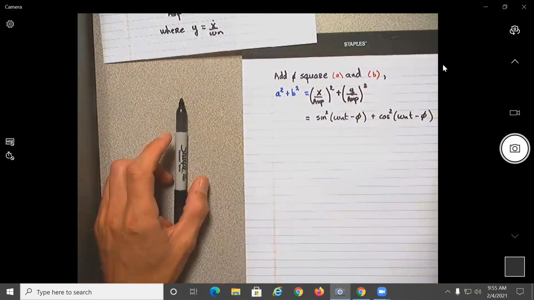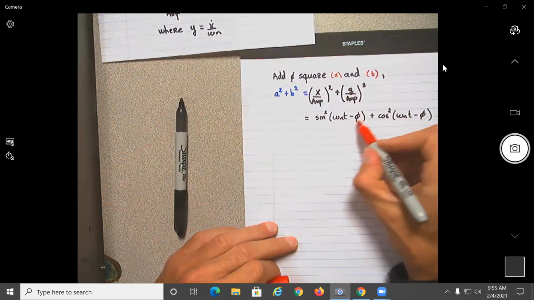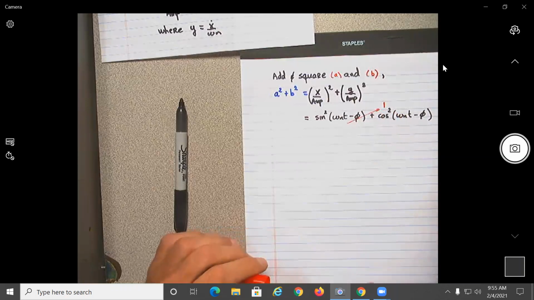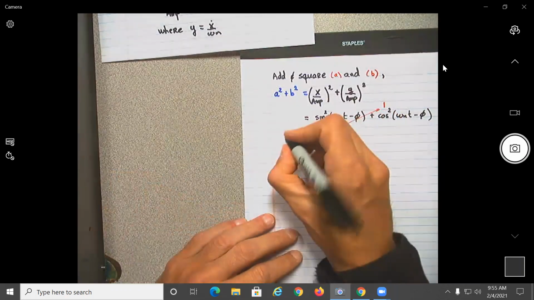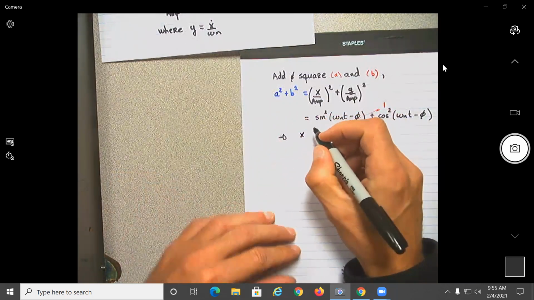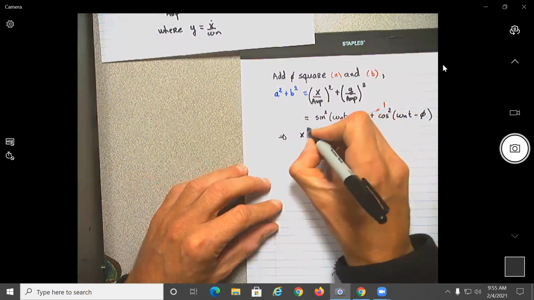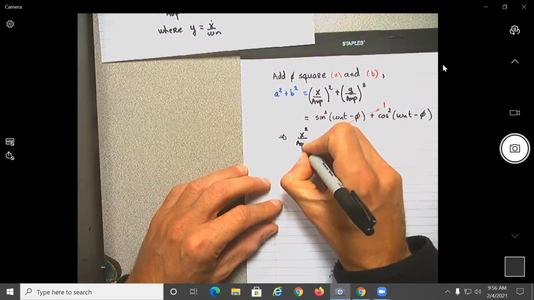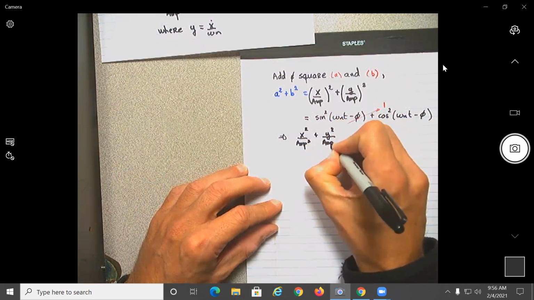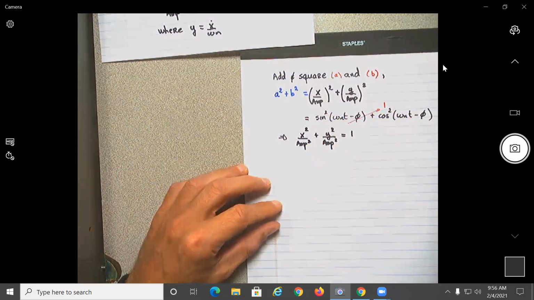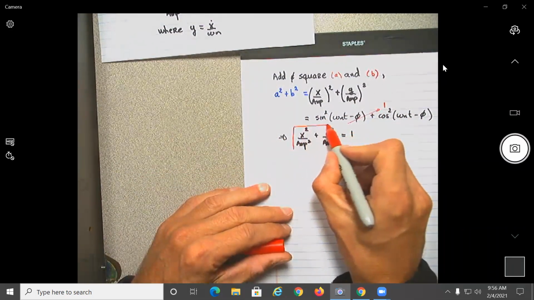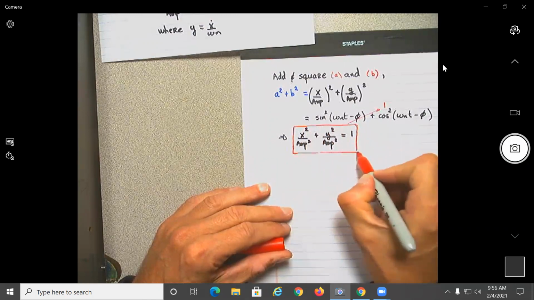Okay, and we know that this term over here is cosine squared plus sine squared, so it should be equal to 1. But at the end, what do we have? We're going to have x squared over amplitude squared plus y squared over amplitude squared equal to 1. Actually, we talked about this the other day.